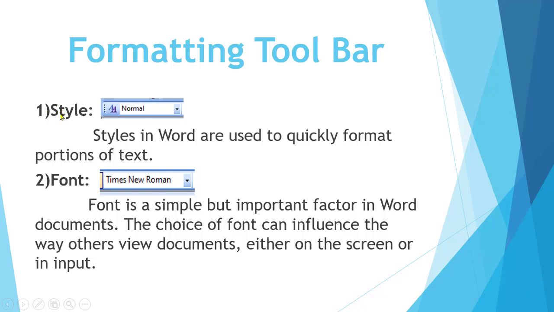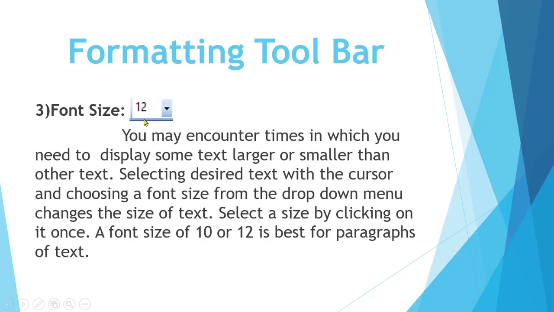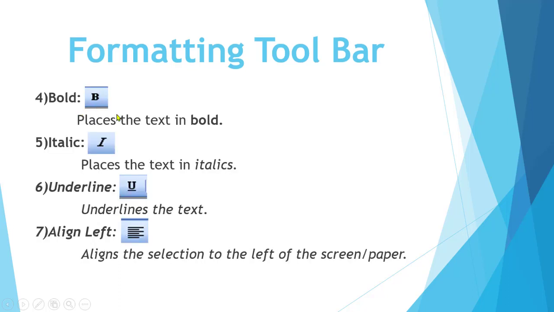As you can see that this is the style button. This button is used to appear our font in different styles. This is font icon available on the formatting toolbar, and this icon is used to change the font of the text. This is font size icon. This also appears on the formatting toolbar, and you can change the size of the text. This is bold icon. When you type some text in your Word document, you can make that text bold.